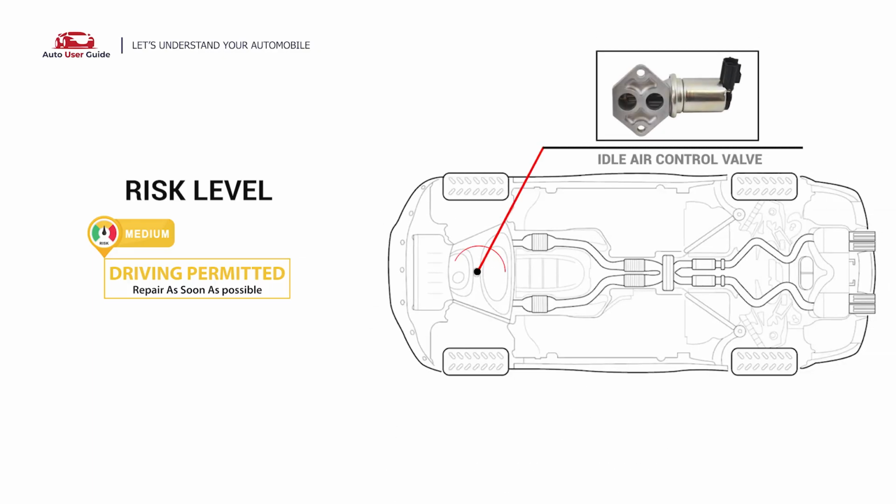This error code means the vehicle's computer has detected that the electrical voltage coming from the idle air control circuit is higher than normal, preventing the engine from maintaining a proper and stable idle speed. Under this circumstance, short-distance driving is permitted, but your vehicle should be repaired as soon as possible.